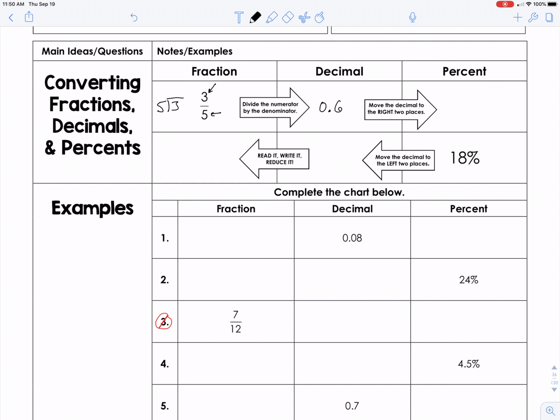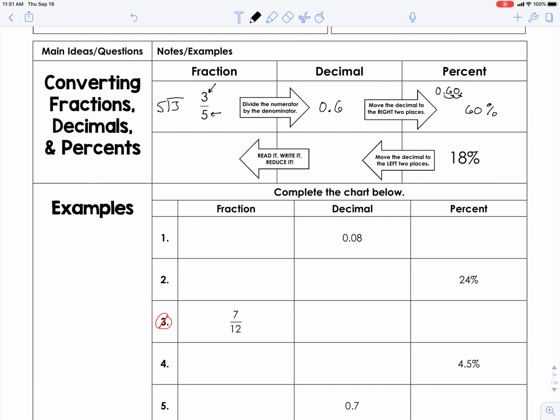Now, 0.6, it's real easy to take that and change it into a percent. All I got to do is take the 0.6 and move the decimal 2 places to the right. There's 1, so I got to add a 0. There's 2. So that gives me 60%.